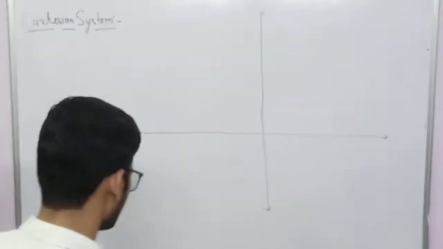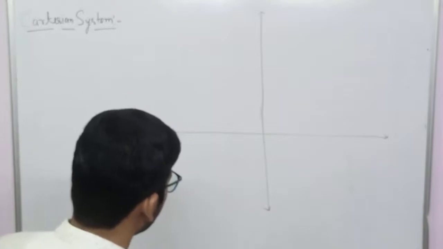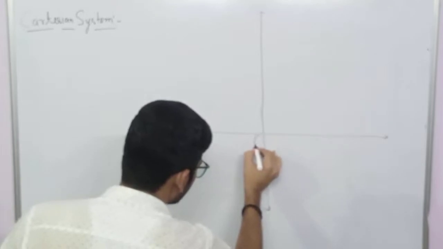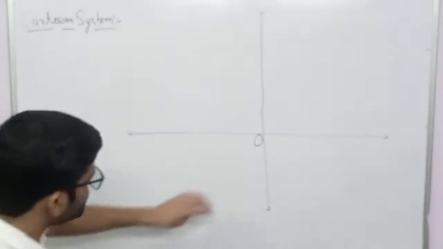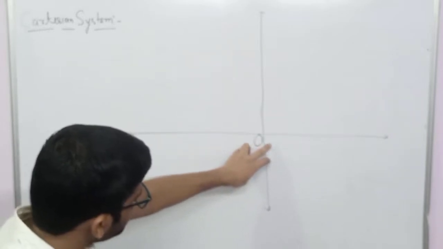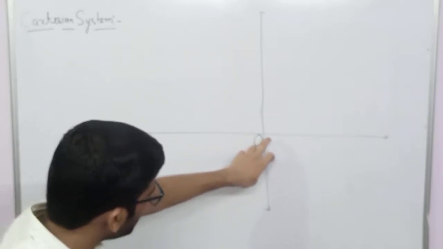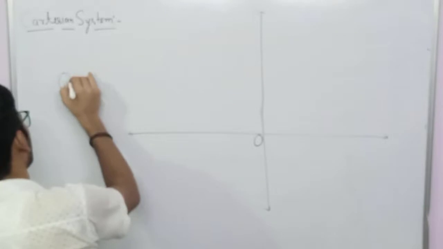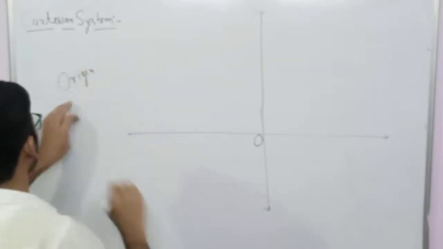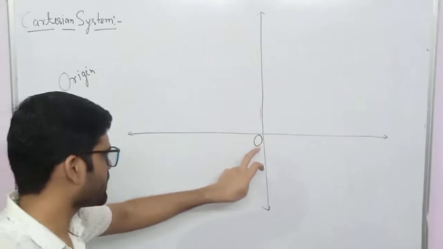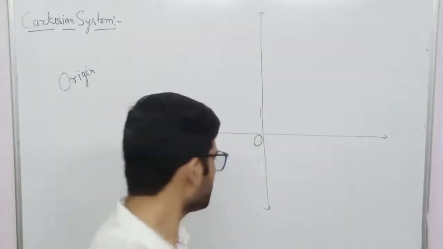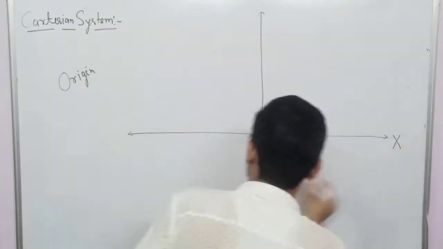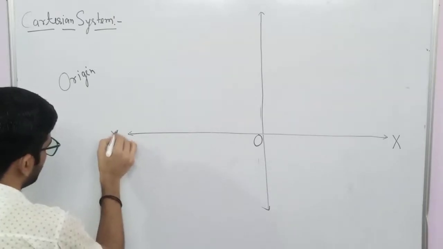Now first we write its name here, 0. This point of intersection we represent as 0 and its name is origin. So the first letter of origin is O, so we represent this point of intersection as O. And this is X here, and here you can write X dash in the opposite direction.